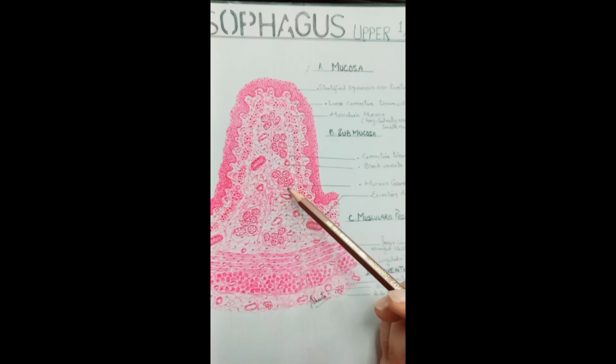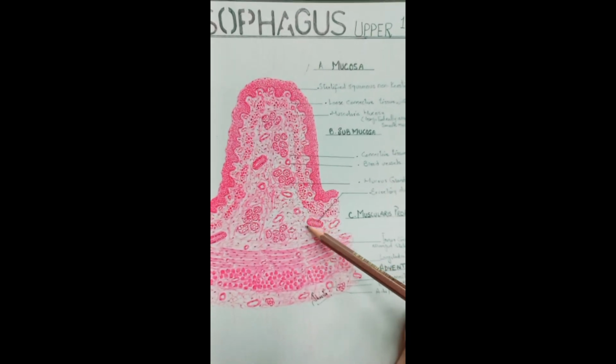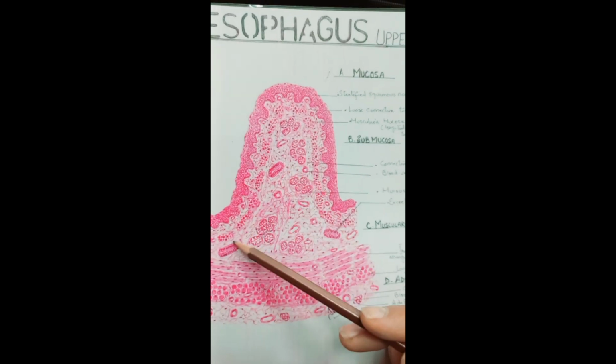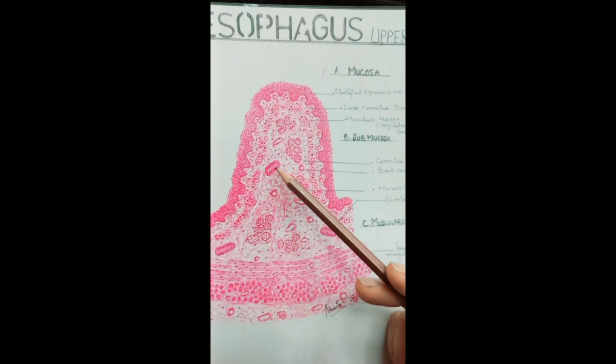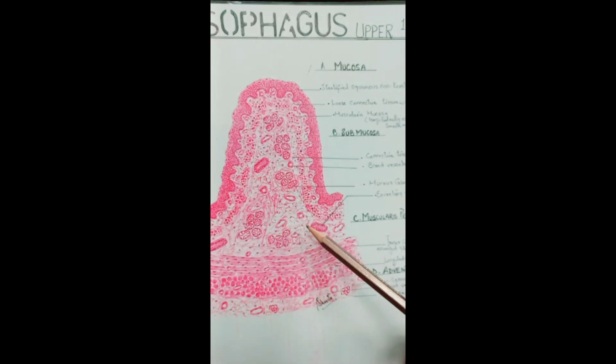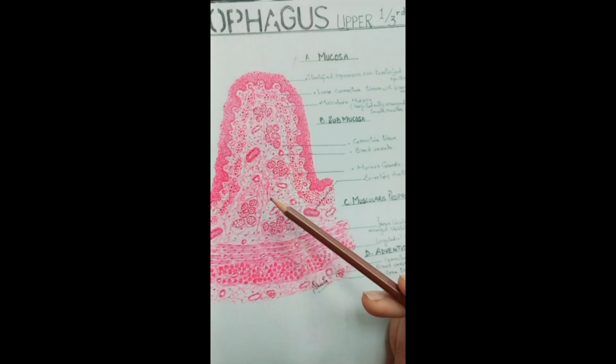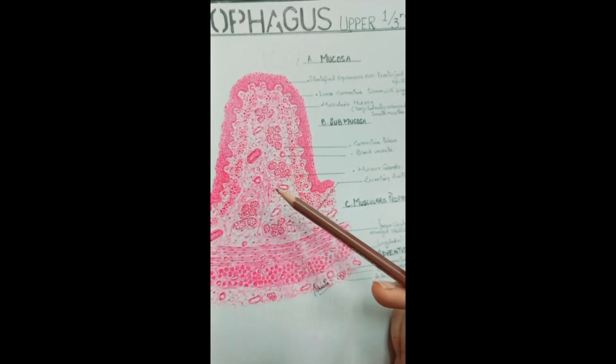Then definitely if there are the glands, there must be some excretory ducts. So these are the excretory ducts. Here you can appreciate this is also the excretory duct. This one is also the excretory duct. Then we have the nerve plexuses. You can also draw here the nerve plexuses.